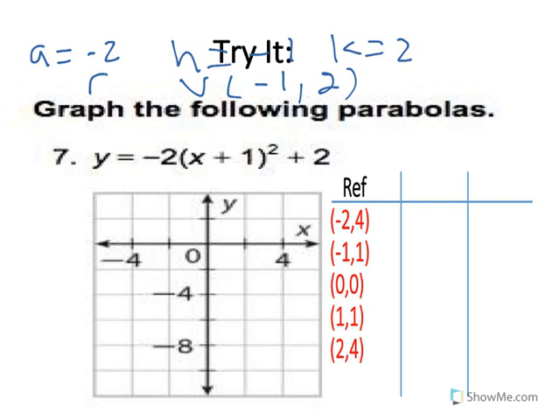Since A is negative, the graph will open downward. Our reference point will be x plus h and ay plus k, and we can use mental math for this. Negative 2, negative 1 give us negative 3. 4 times negative 2 is negative 8, plus 2 gives us negative 6. Negative 1 and negative 1 give us negative 2. 1 times negative 2 is negative 2, plus 2 gives us 0.